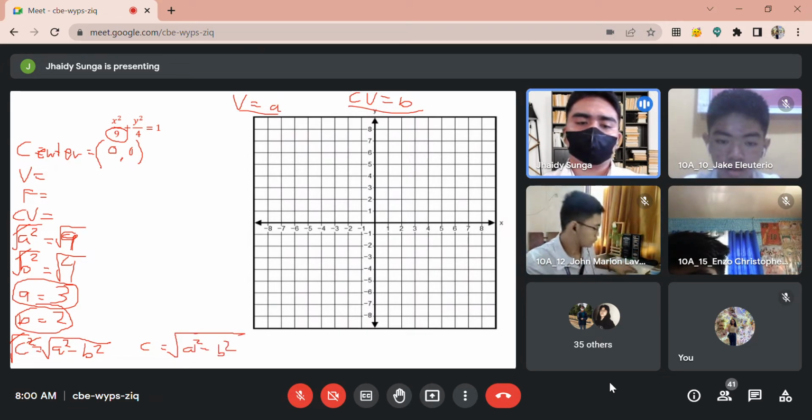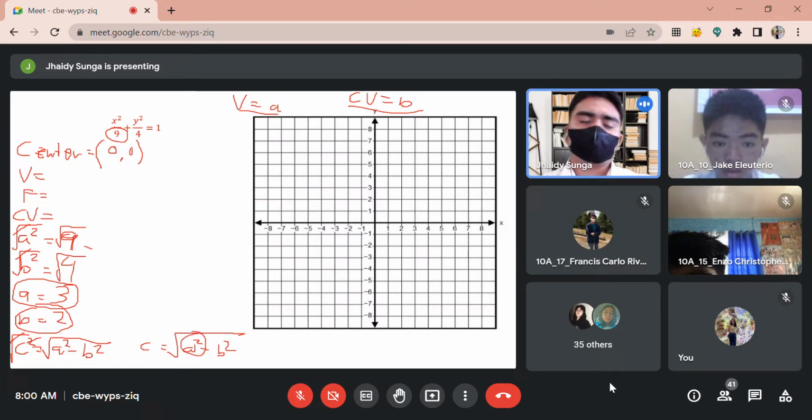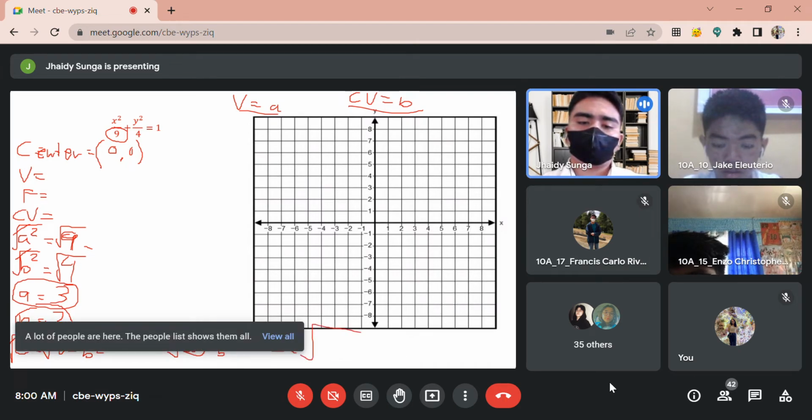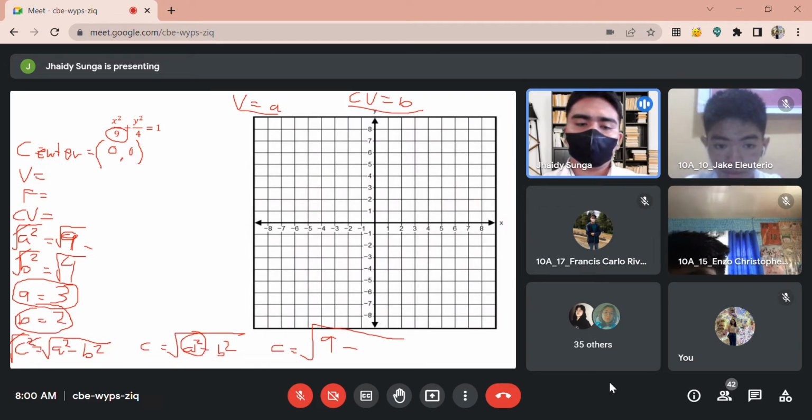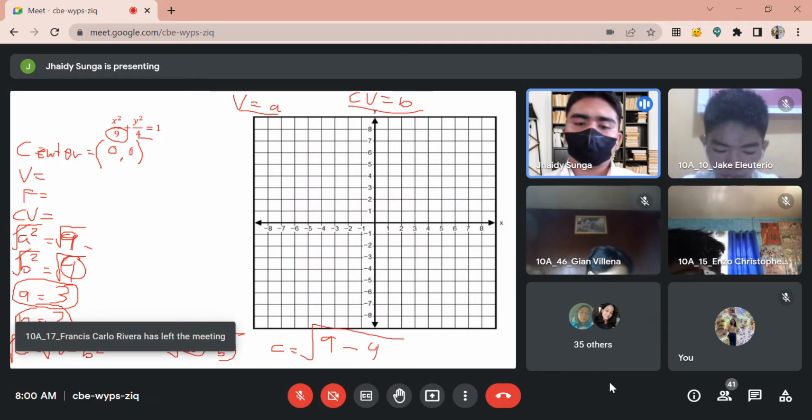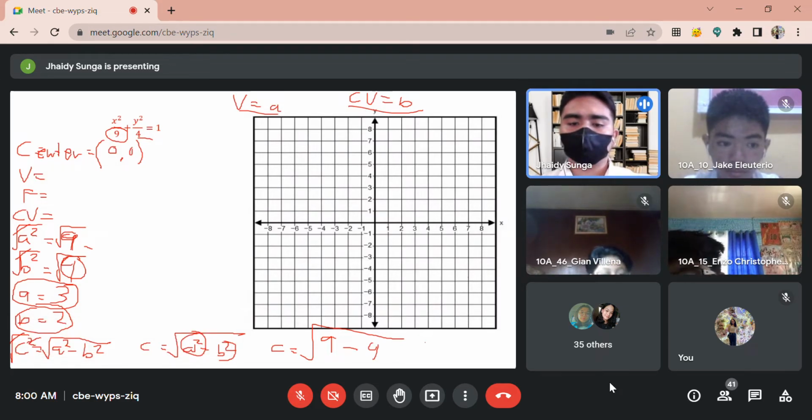So what is your A squared? Your A squared is 9. So C is equal to the square root of 9 minus B squared. What's your B squared? Your B squared is only 4. So 9 minus 4, what's the value? It's 5, correct. So your C is equal to the square root of 5. And what is the square root of 5?